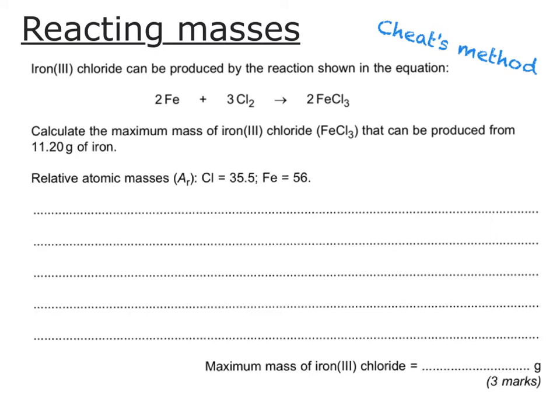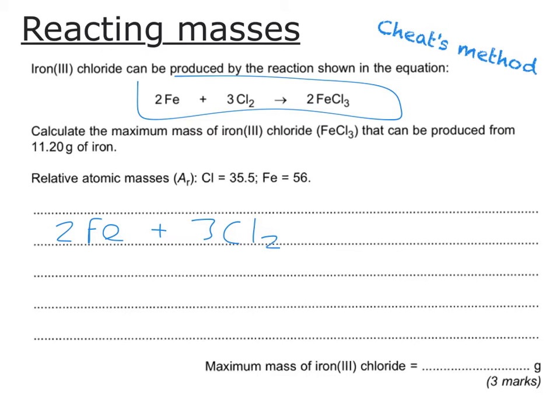So I always start out by writing down the equation as given here. So we've got 2 irons plus 3 chlorines goes to produce 2 iron chlorides. Okay, so let's see what it says in the question. So what we want to know is the maximum mass of iron 3 chloride.